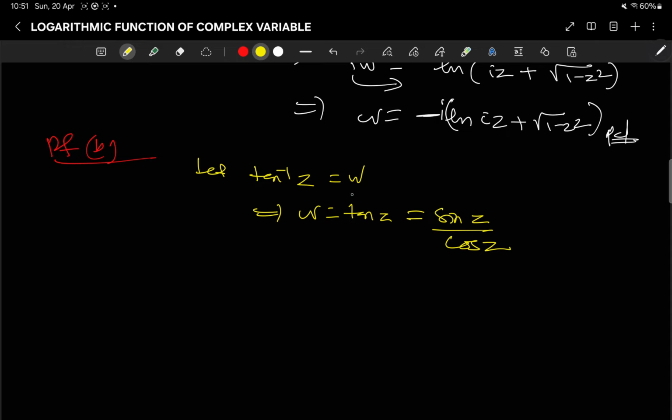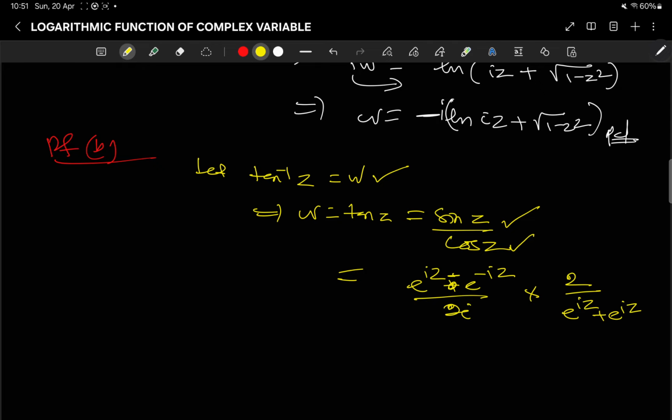Coming to 2. Let tan inverse z be w. So z is tan w, which is sin w by cos w. So I write it as e^(iw) minus e^(-iw) by 2i, and this is cos w, which is e^(iw) plus e^(-iw) by 2. If I go on simplifying, I will get z e^(2iw) plus z is equal to minus i e^(2iw) plus i.